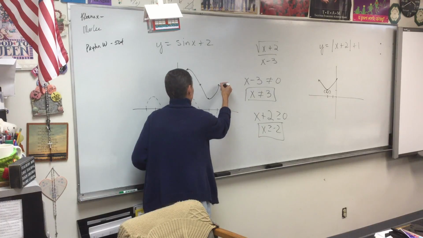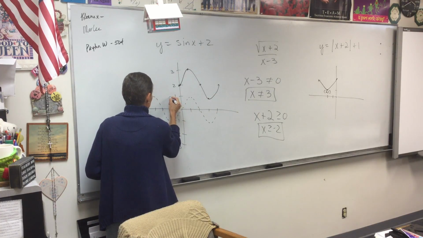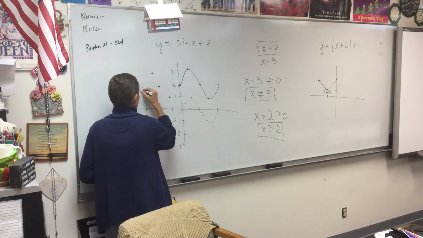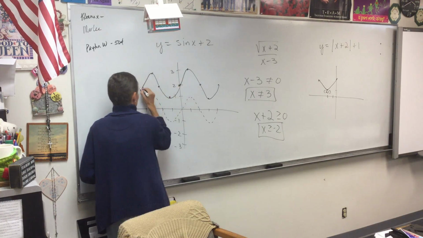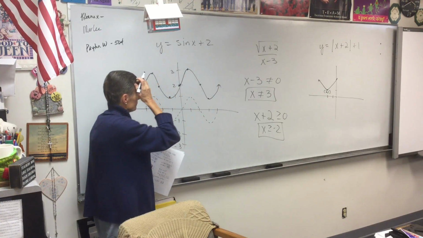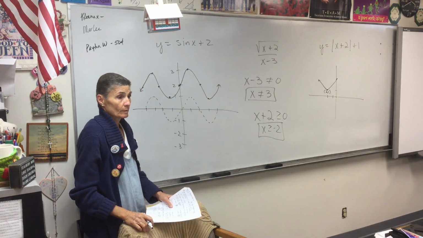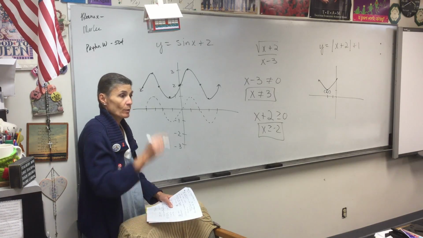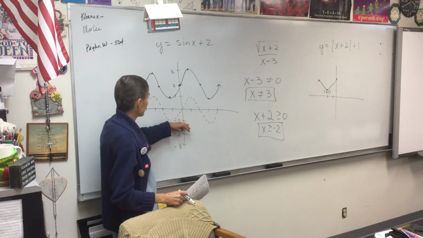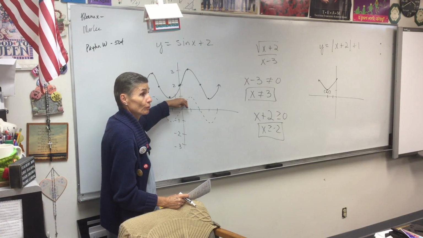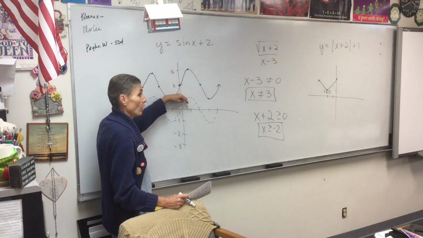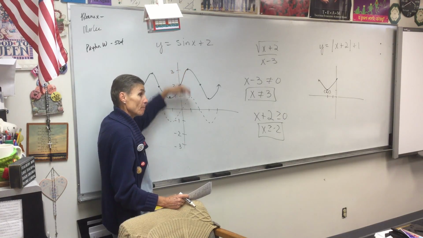So I have my nice little sine picture, but it is raised up. Does that look okay to everybody? So it used to bounce back and forth between -1 and 1. That's what the standard curve does. What does this one do now? It bounces back and forth between 1 and 3 because it got picked up 2.